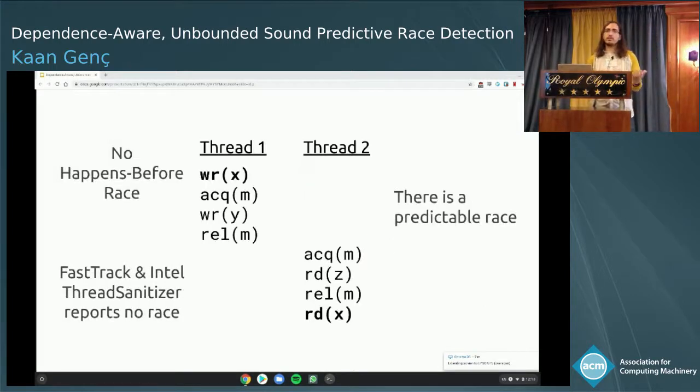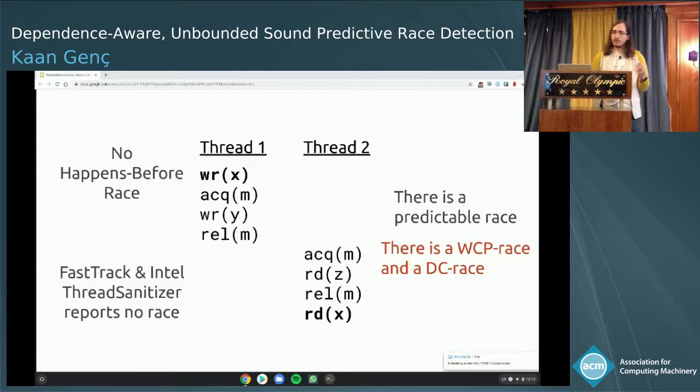So we call this a predictable race. By looking at an execution, you predict another execution with a race. So this example here has a predictable race. Now, happens-before is unable to detect this, but weak causally precedes and doesn't commute are in fact able to predict that there is a race in this example.